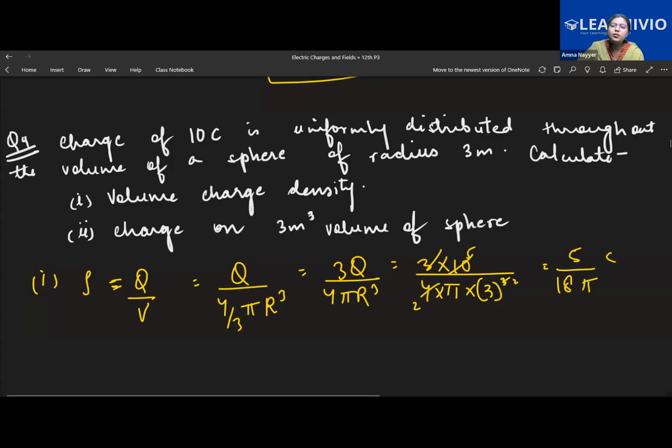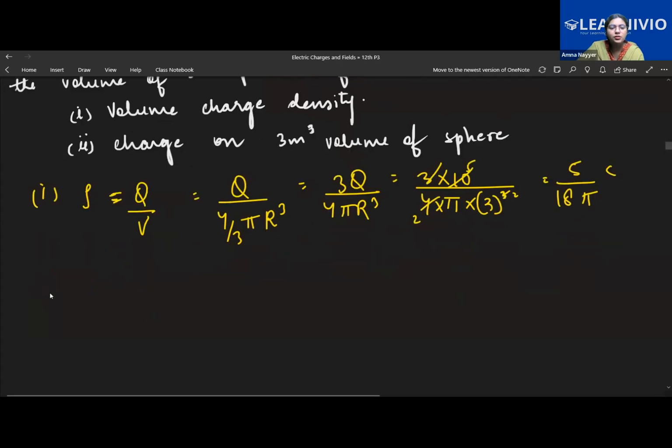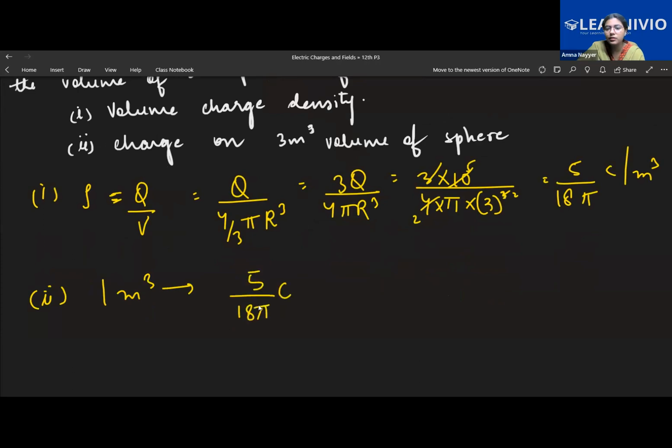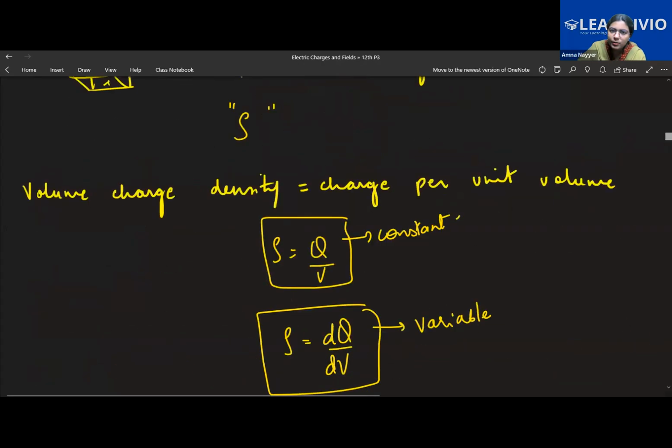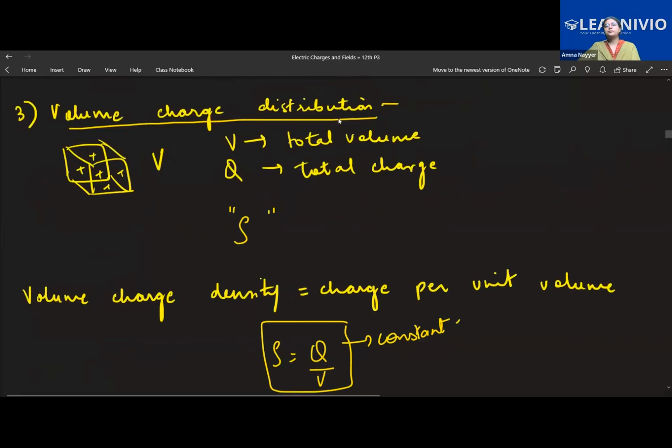Now, the same thing you have to calculate for 3 meter cube. The second part says that if in 1 meter cube you have the charge 5 by 18 pi, then in 3 meter cube you will get 5 by 18 pi multiplied 3 times. So that will be 5 by 6 pi. Okay, similar method, same thing. Now we'll start with the applications after this. Please write it down.